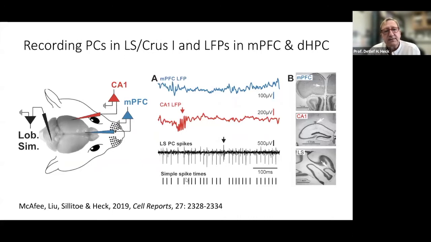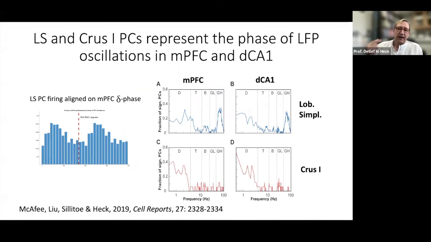So what we did is we recorded in all 3 structures. We had a head-fixed mouse preparation, with 2 electrodes, one electrode inserted in the prefrontal cortex and the hippocampus. Here we focused on local field potential because we were interested in coherence of oscillations. And in the cerebellum, we focused on Purkinje cell spiking activity. So we have spiking activity data from the cerebellum, Crus 1 and lobulus simplex, and local field potential oscillations in hippocampus and prefrontal cortex.